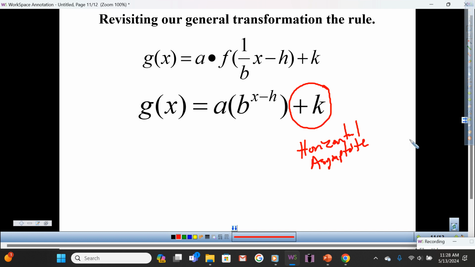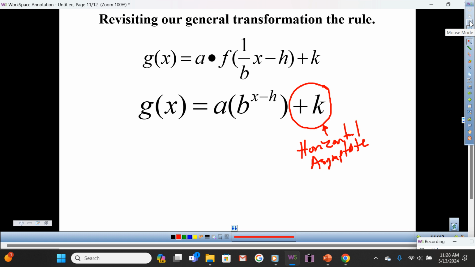Focus. You all right over there, Jacob? You good? All right. So, keep that in mind because we're still going to use the asymptote for that.